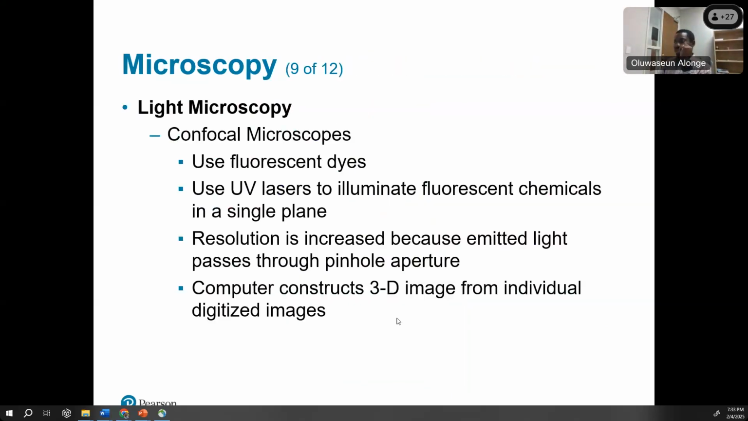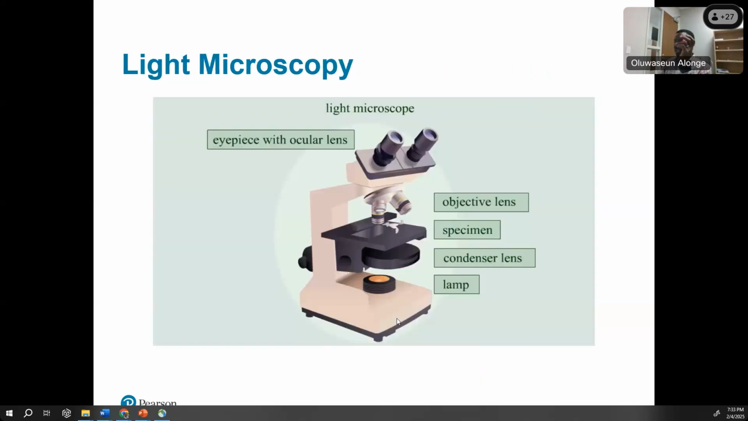I really don't have to talk about the confocal. We don't need that.